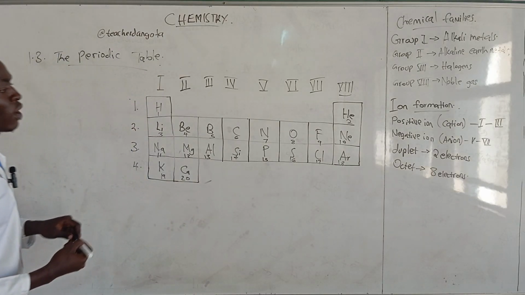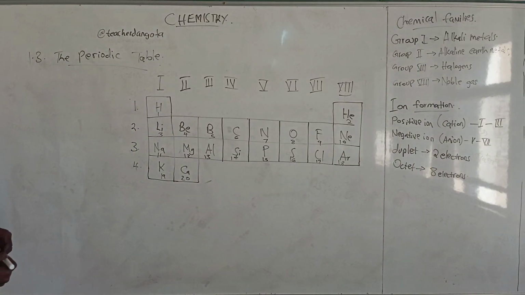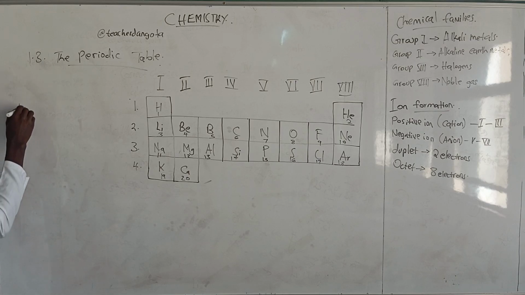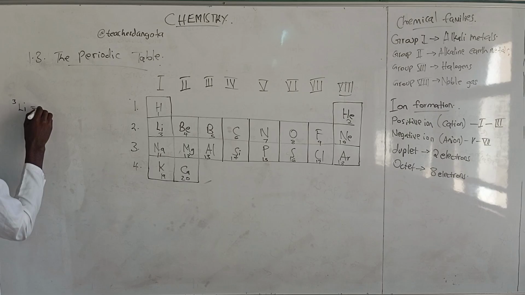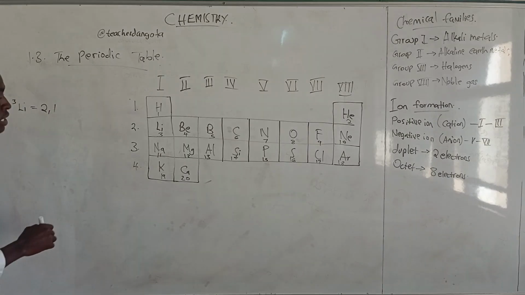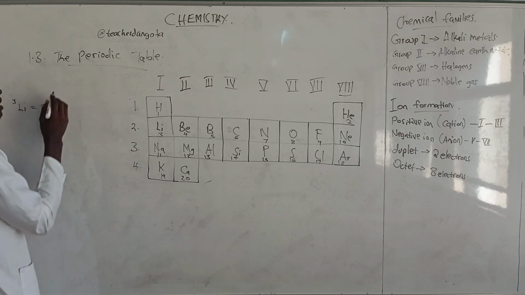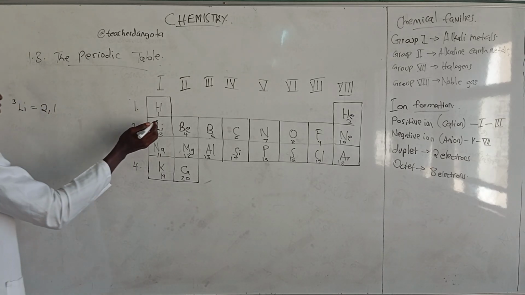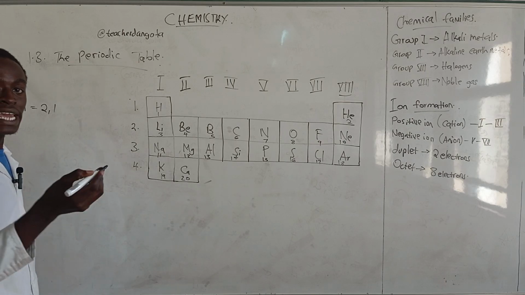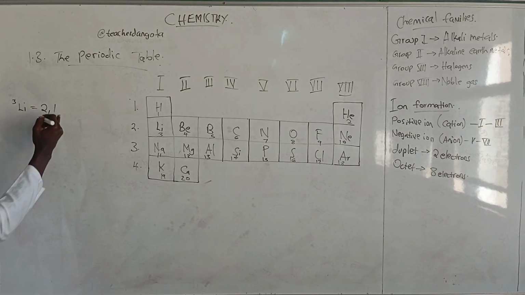Now, let's check on lithium. Let me draw the structure of lithium. The atomic number of lithium is 3, and the configuration is 2, 1. It is easier for lithium to become stable by losing 1 electron from its outer energy level than by gaining 7 more electrons.